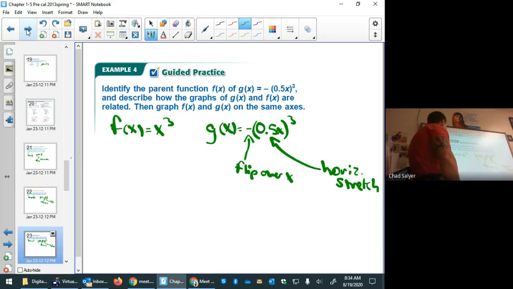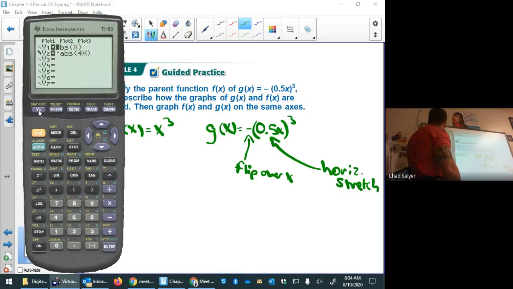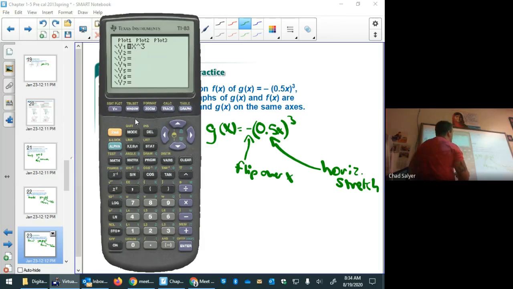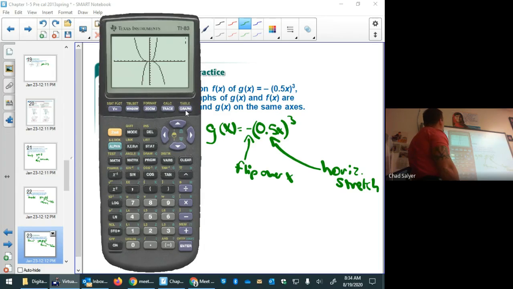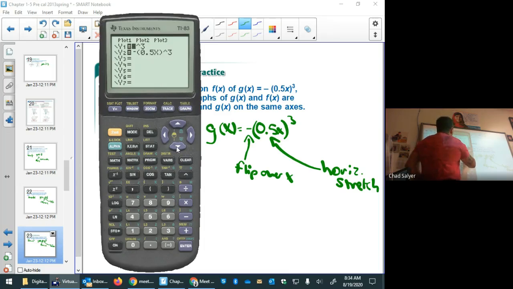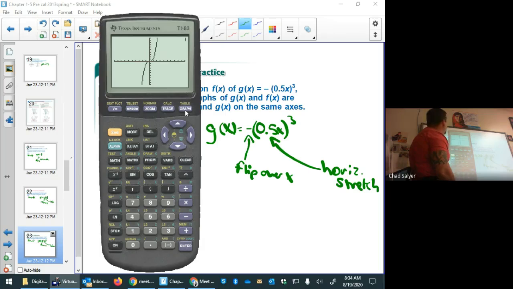So let's use the calculator again just to save ourselves some time. If I clear out whatever I've got here, I'll enter x cubed, and then negative 0.5 times x cubed. So there's the original, and there's the modified version. Once again, I'll make it fat so it's distinct. So original f of x, and then here comes g of x, flipped over the x-axis and then horizontally stretched.